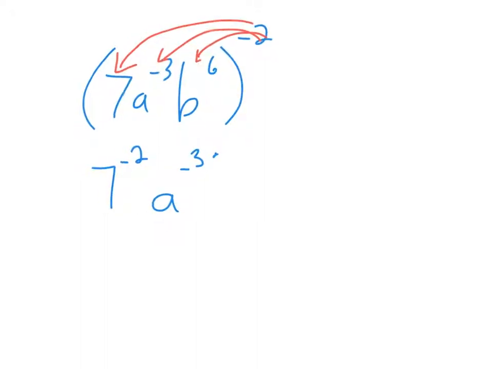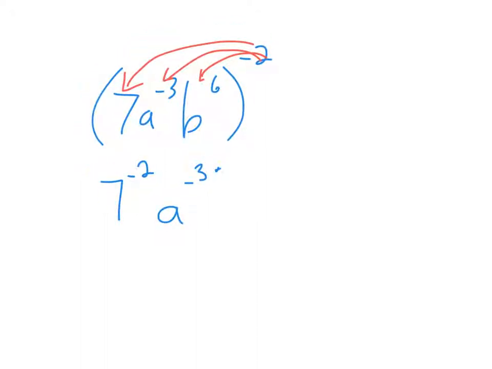Remember, that's what happens when we have a power raised to another power. We end up just multiplying those two numbers. And that's what we're going to do here with b: we're going to take 6 and also multiply it by -2, because we're just distributing that -2.